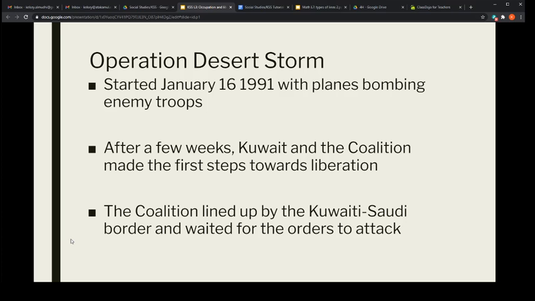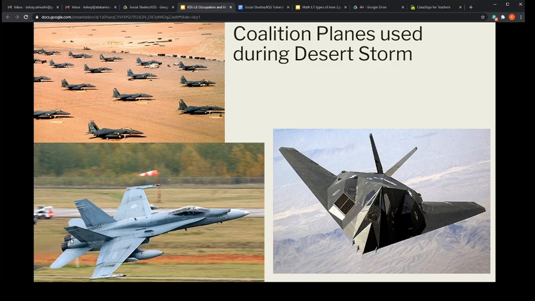Operation Desert Storm started January 16, 1991, with planes bombing enemy troops. After a few weeks, Kuwait and the coalition made the first steps towards liberation. The coalition lined up by the Kuwaiti-Saudi border and waited for the orders to attack. Here are some examples of the planes that they used during Desert Storm.